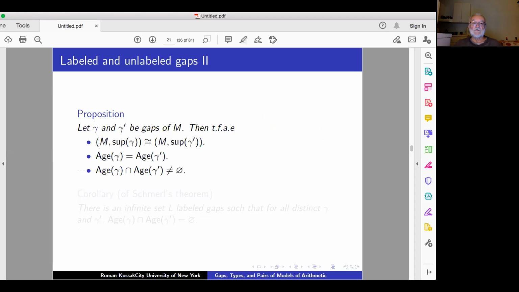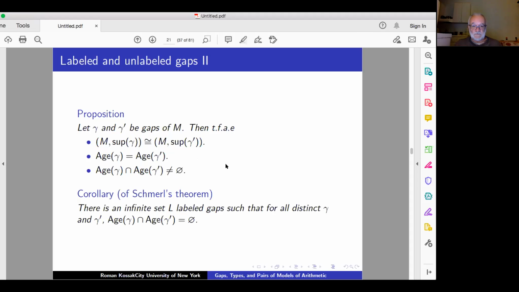So these structures are isomorphic. There is an automorphism of M that carries this cut onto this cut if and only if the ages are the same, the gaps realize the same type. But it also means, because it all happens in the recursively saturated models, they are homogeneous. So if the ages are not the same... So now, these are all simple exercises. These are all simple things to verify.